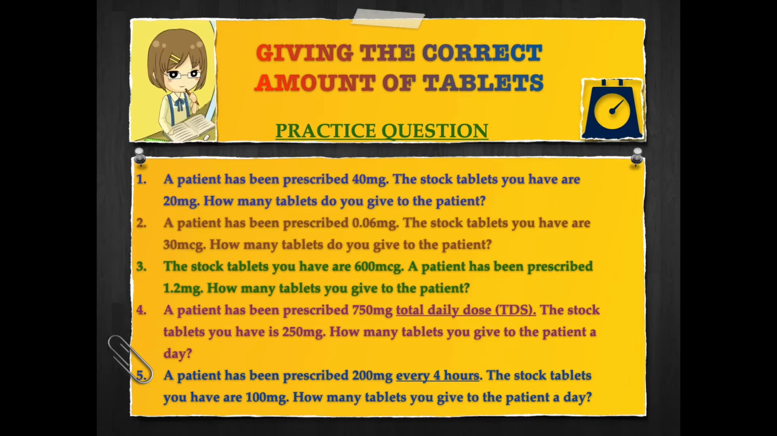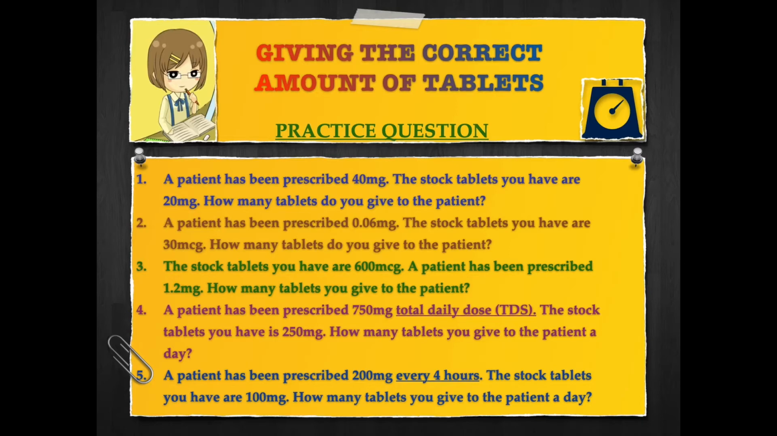A patient has been prescribed 0.06 milligram and the stock tablets you have are 30 microgram. How many tablets do you give to the patient? So you can see the units are different. So you have to see which one you have to convert. If it's me, I would convert milligram to microgram because it's easier.